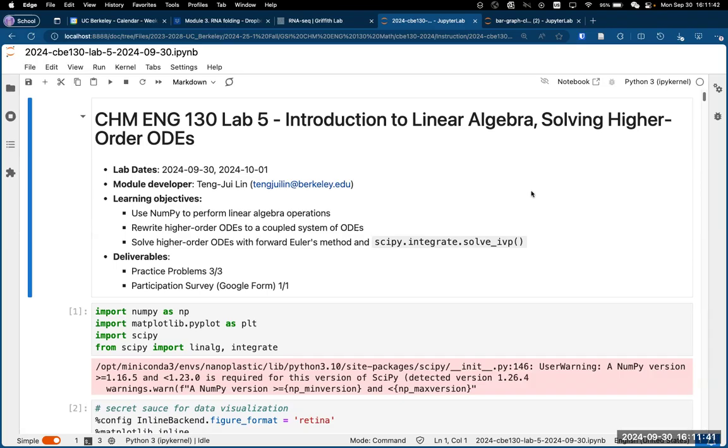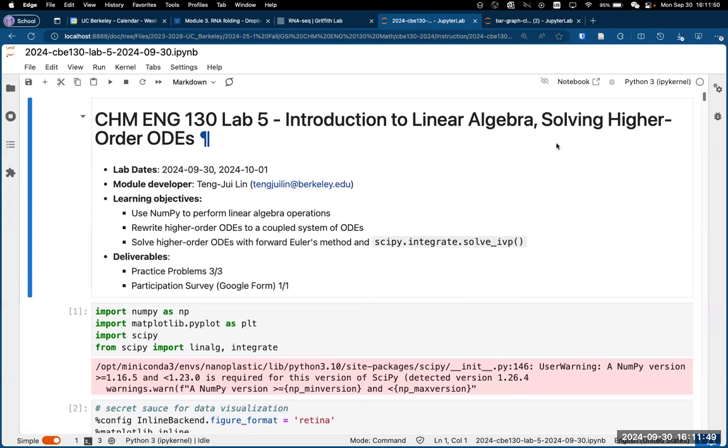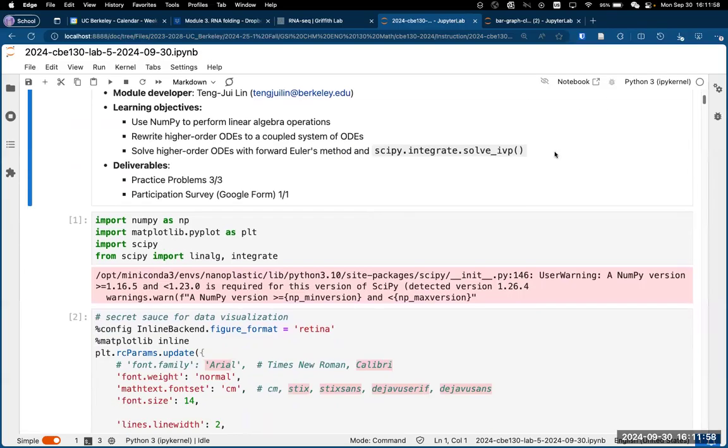Okay. And for this lab, I'll briefly introduce the linear algebra that could be helpful for your homework. And then we'll go into solving higher order ODEs. There are some extra steps that we'll need to take to solve second order and third order, etc., higher order ODEs.